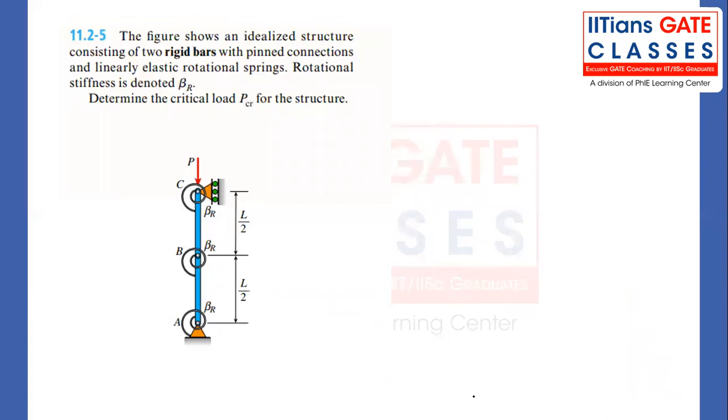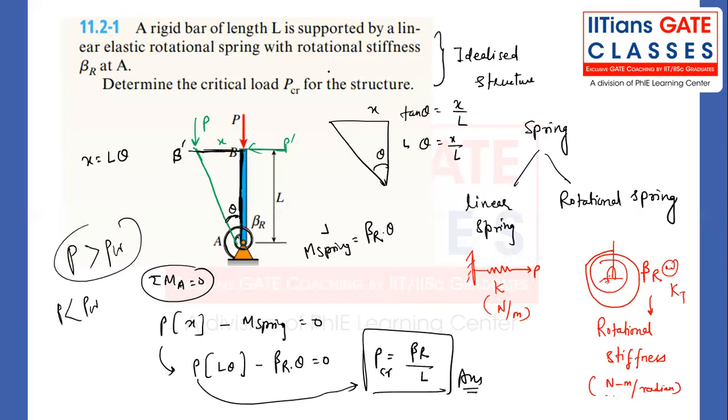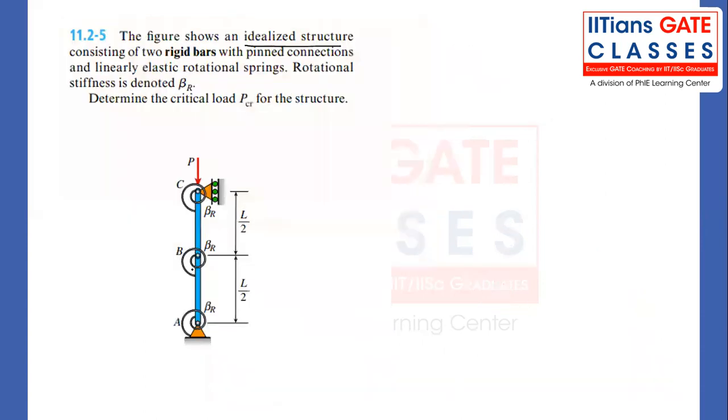Now, we have one more question. The figures are idealized, that's why they have mentioned idealized. In an actual scenario, we're never going to have bending like this. This shape is not an elastic curve shape. It is just like a rigid body, because we are assuming this idealized structure or column to be like a rigid column. The figure of the idealized structure consists of two rigid bars, so bending will not be there, EI will be infinity. The rotational stiffness is beta r.